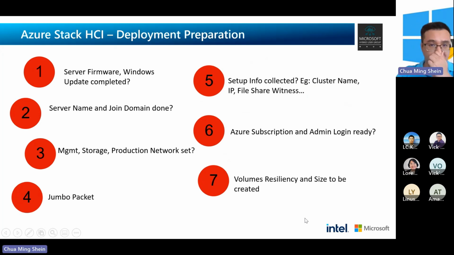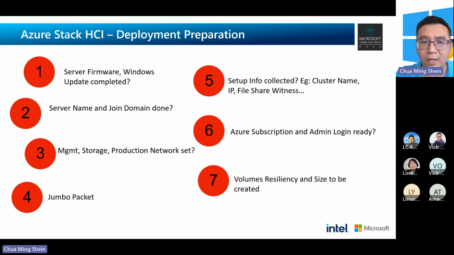Coming to the deployment preparation. Before we actually deploy Azure Stack HCI, there are things you need to go through very clearly before you start to deploy. For example, the first one, the server firmware update and the Windows update. And the server name, better you set it properly before you join the domain. Then the management network, the storage network, the production network: have you set the IP or the required adapter, have you identified it? Jumbo packet, which you're going to set for this deployment. Then the setup information, like the cluster name, the IP, the file share witness, are you ready?